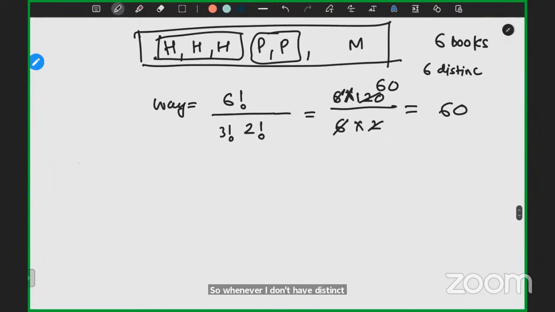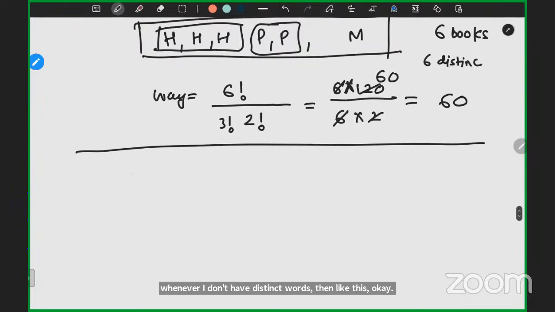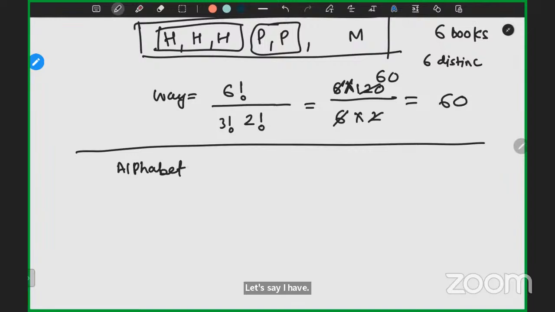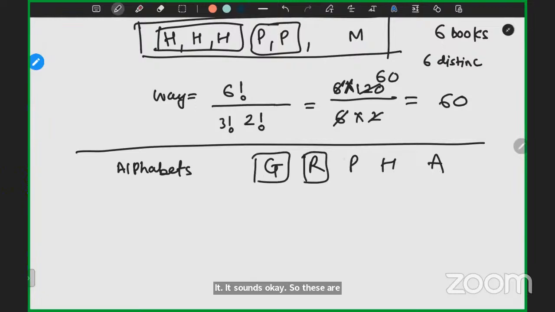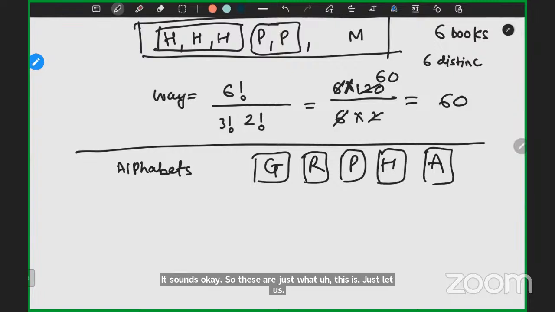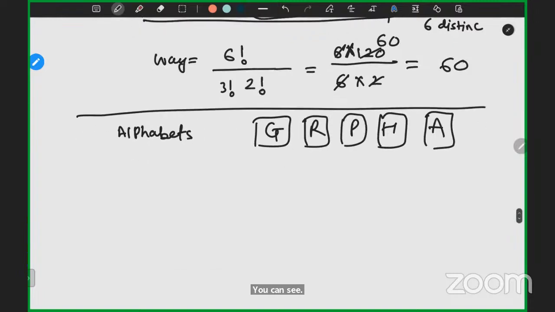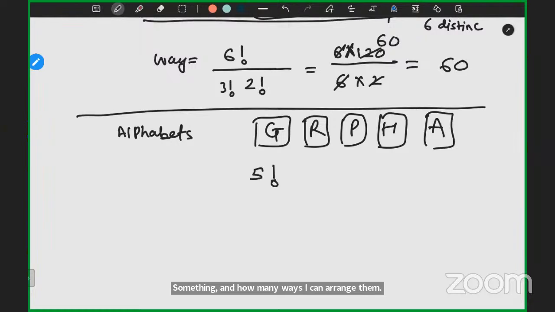Okay. So let me take an example. Let's say I have alphabets, like, let's say, G, R, P, H, A, something. Okay. So these are just letters. In how many ways can I arrange them? 5 factorial ways. Okay, 5 factorial ways.